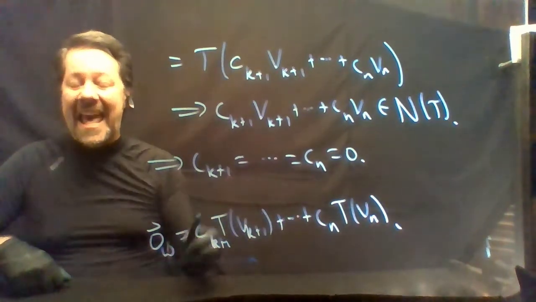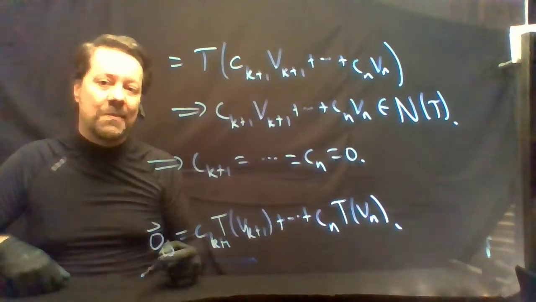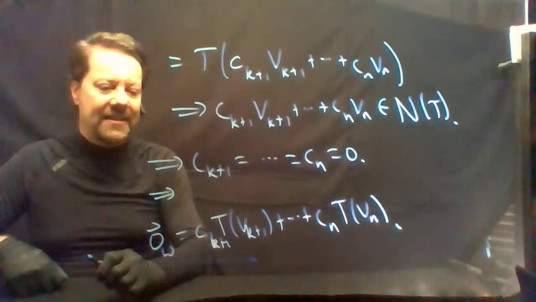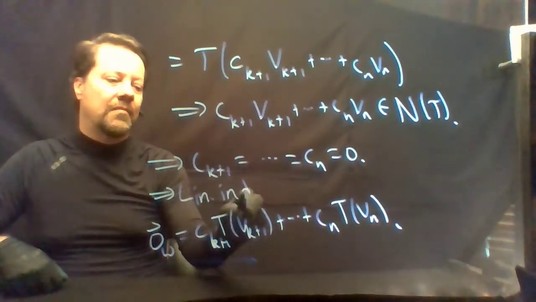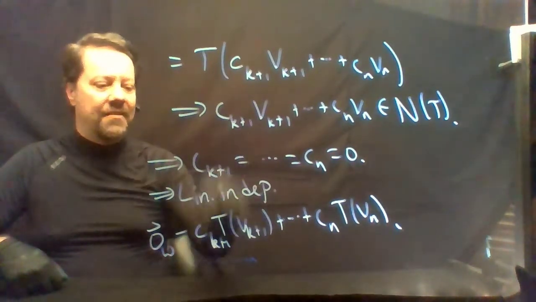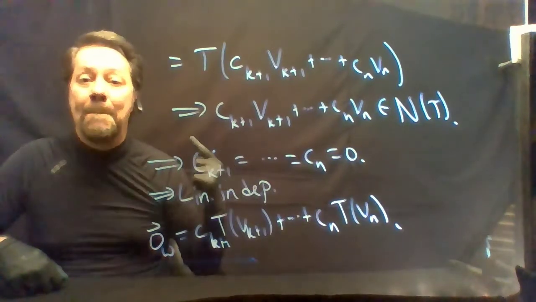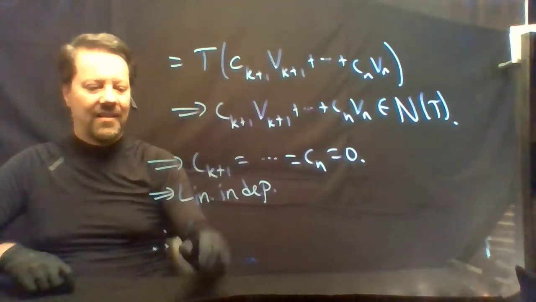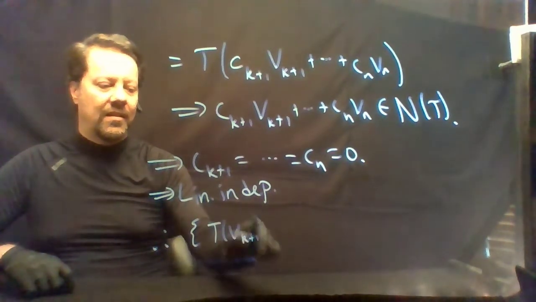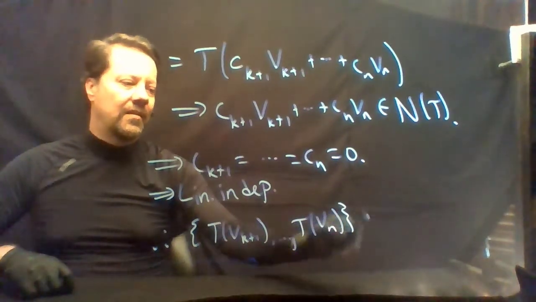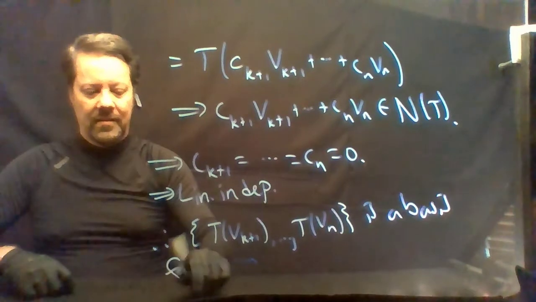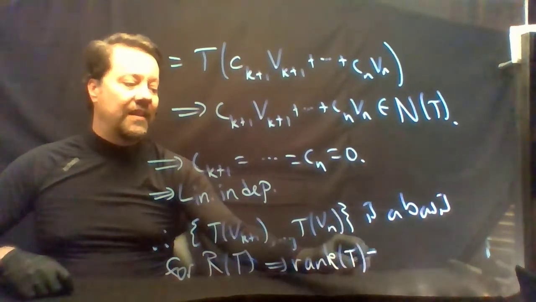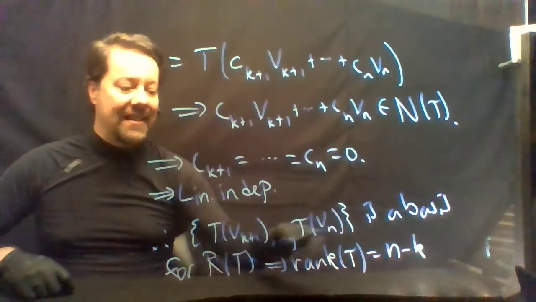But we've assumed that B hat is a basis for the vector space V, the domain space. So these constants must be 0, and that implies that we have linear independence. That means T of V(k+1) through T of Vn is a basis. It spans the range and it's linearly independent. It's a basis for the range. Since this is a basis, that means the rank of the linear transformation T is n minus k. That's the number of elements in here.